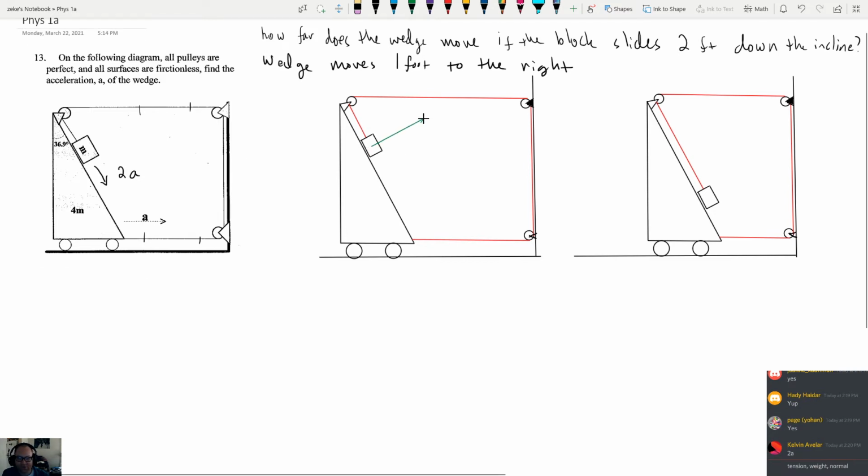So there's going to be a normal force that goes this way. There's going to be a weight that goes straight down. Call this one mg. And then we're going to have a tension force that goes up this way. And these are definitely not to scale, so let's make this one a little bit shorter. There we go. Those are the forces acting on the block. And then what about the forces acting on the wedge?